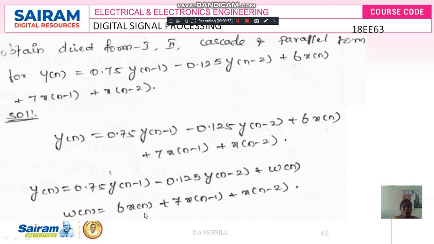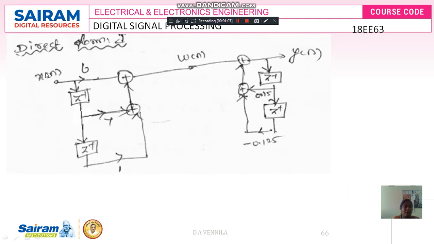So first what you have to do, x of n, multiply the coefficient 6. Next, delay the input by 1 time, multiply the coefficient 7. Delay the input by 2 times, multiply the coefficient 1. See, x of n is not delayed, so directly I add it, multiplied with the coefficient 6. Next, delay the input by 1 time and multiply the coefficient 7 and then add. Next, delay the input by 2 times, so directly I tap here, multiply the coefficient 1 and then add.